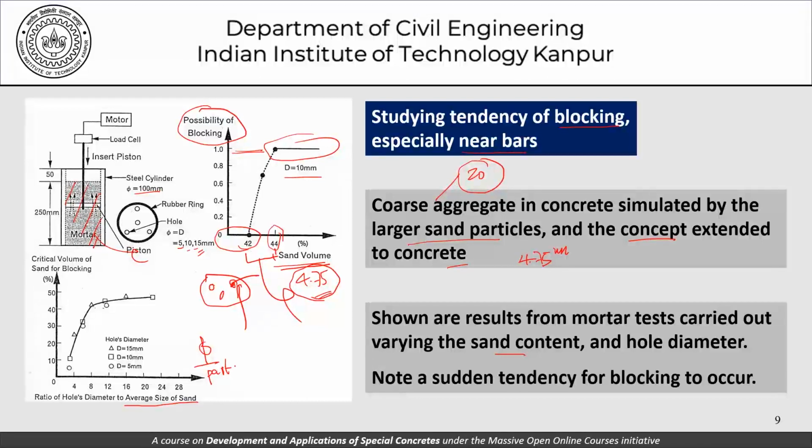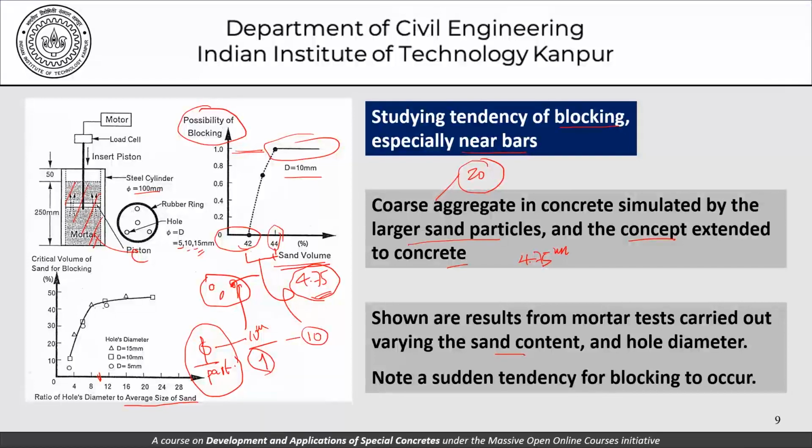Now, if we talk of this ratio and we take the diameter to be 10 mm and the particle size to be 1 mm, for example, then this ratio would be 10. So when we are talking of a ratio of 10 here, we are talking of a 10 millimeter hole with a 1 millimeter size of particles. As the particle size increases, we'll move this way, and if the particle size reduces, we'll move this way.